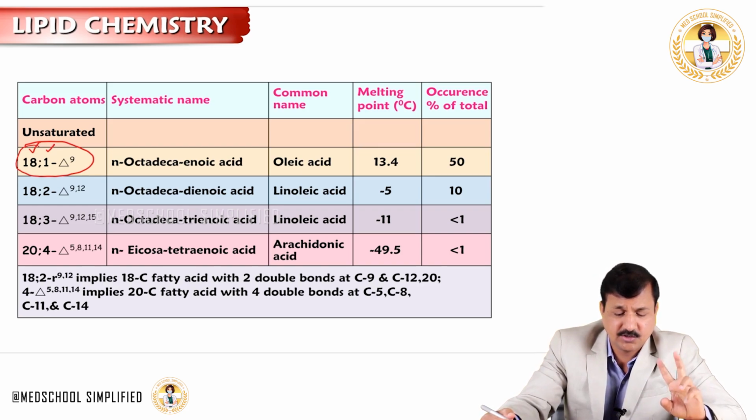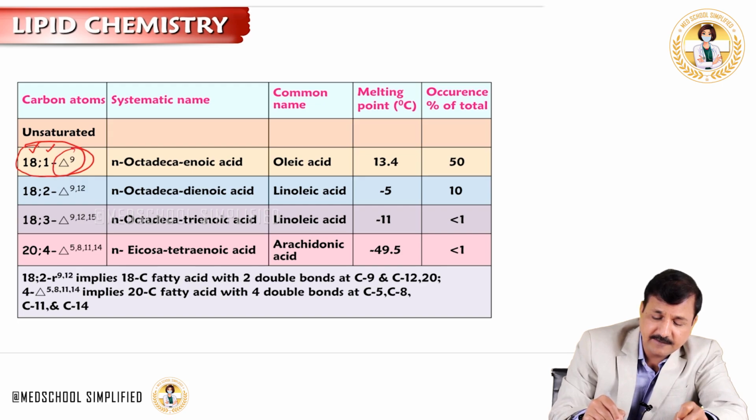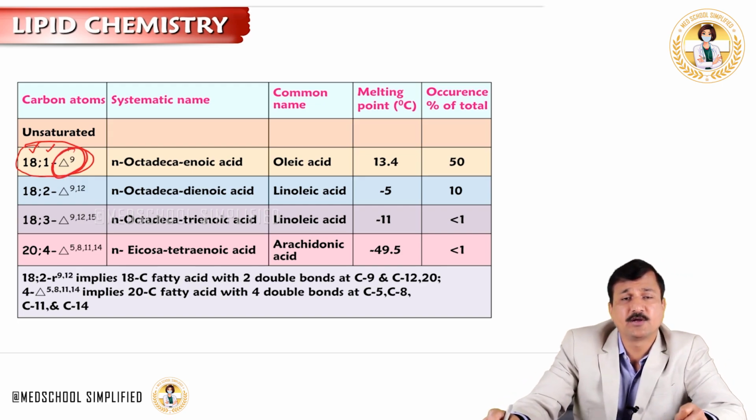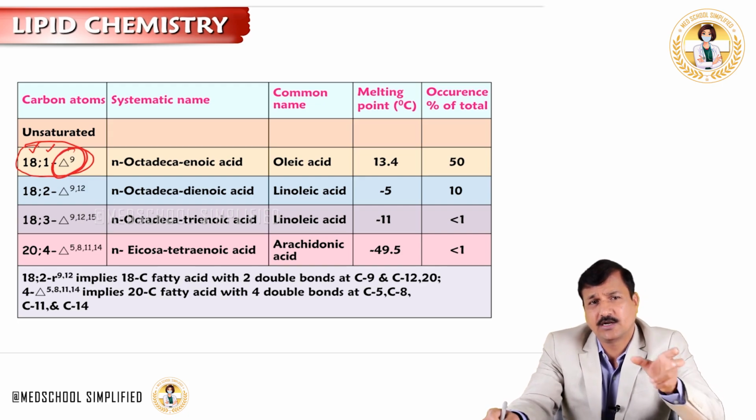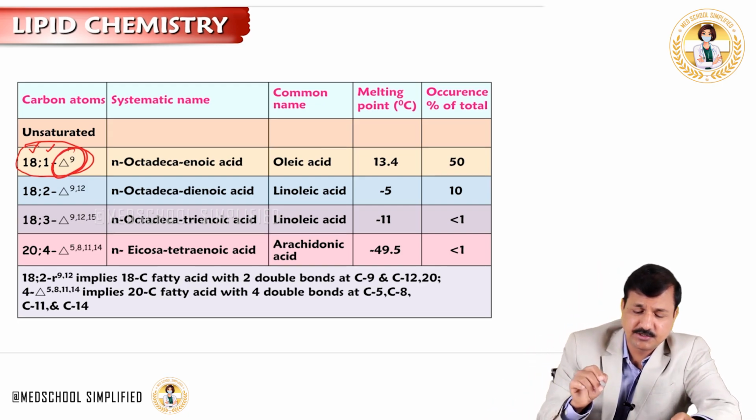So, 1 double bond. So, 18:1. And then we have delta 9. That means it is the position of the double bond, the 9th carbon atom. So, the double bond is between the 9th and the 10th carbon atom. That's the position of the double bond.